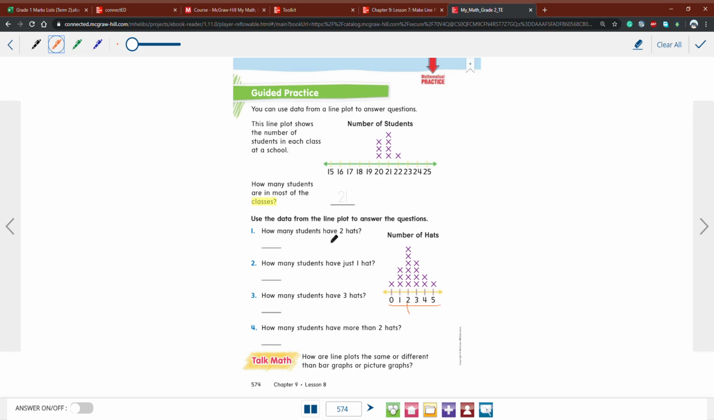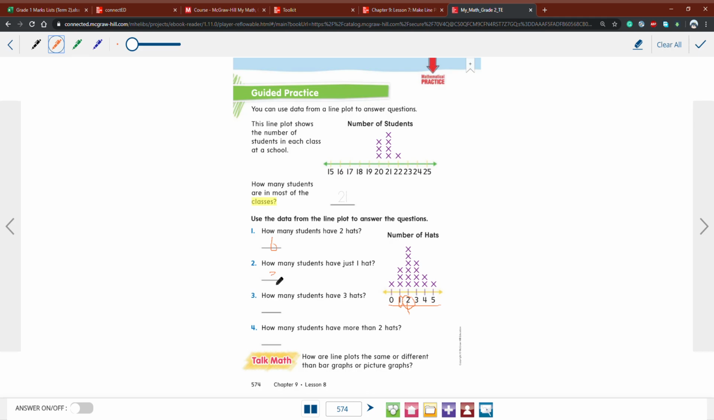How many students have 2 hats? Okay, let's find 2 hats. This is 0, 1, and 2. So this is the 2. How many students have 2 hats? 1, 2, 3, 4, 5, 6. So 6 students. How many students have just 1 hat? Where is the 1 hat? This is 1 hat. Yeah, 1, 2, 3.